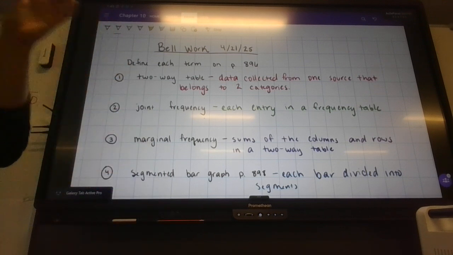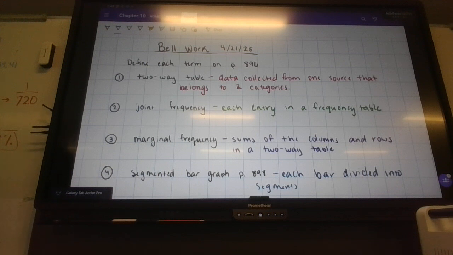In another minute or so, I'll head to page 896 and start with number 1. You should read example 1 first. Try it.